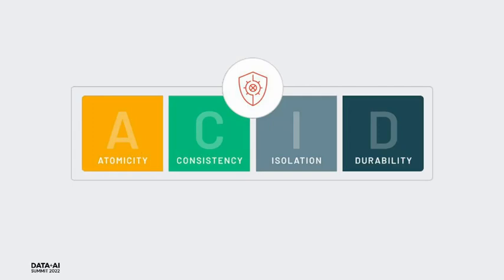With ACID transactions, each transaction is handled as having a distinct beginning and end. This means that data in a table is not updated until a transaction successfully completes, and each transaction will either succeed or fail fully. These transactional guarantees eliminate many of the motivations for having both a data lake and a data warehouse in an architecture.